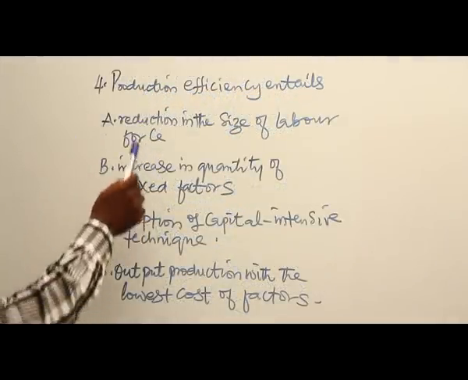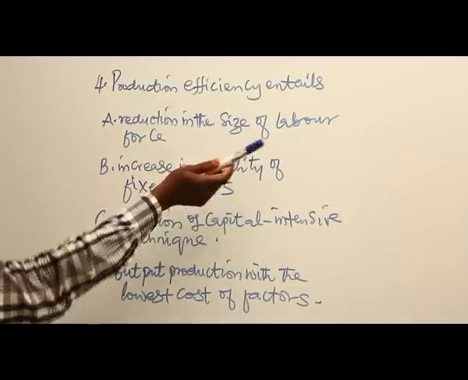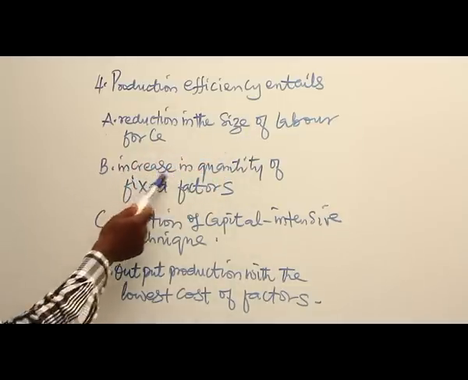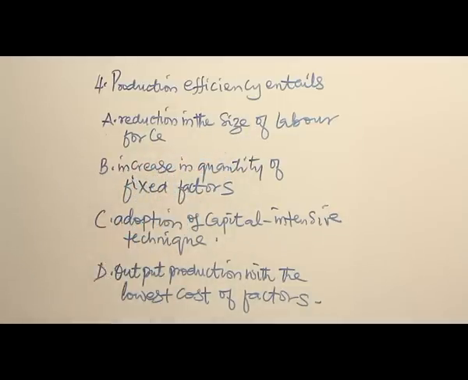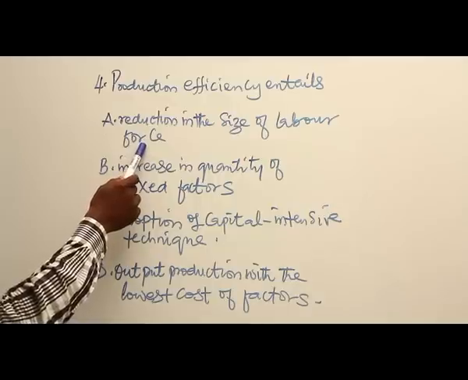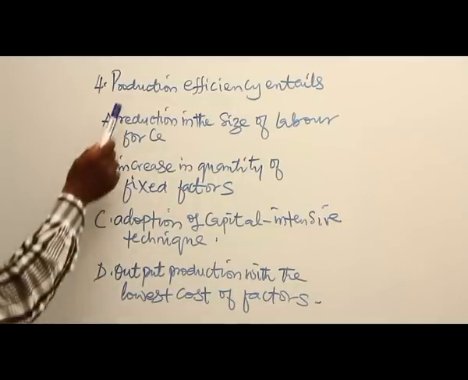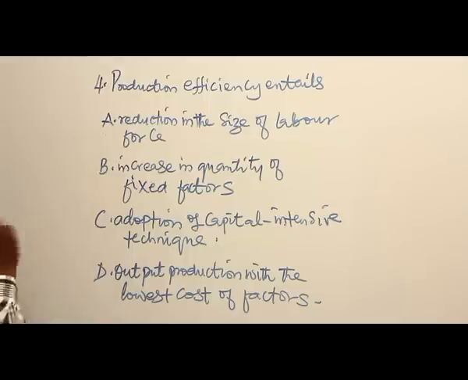Question 4. Production efficiency entails A. Reduction in the size of labor force, B. Increase in quantity of fixed factors, C. Adoption of capital intensive technique, D. Output production with the lowest cost of factors. Option A. Reduction in the size of labor force. This is labor as a topic, but we are talking about production. So A is not correct.